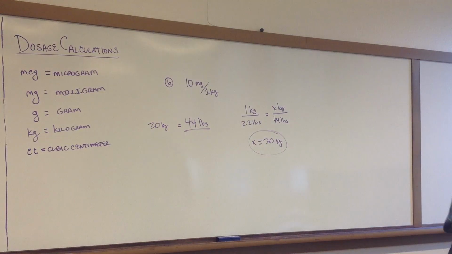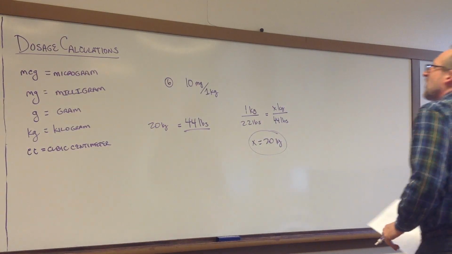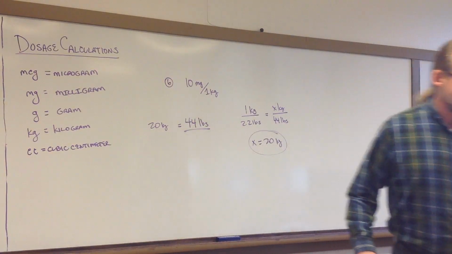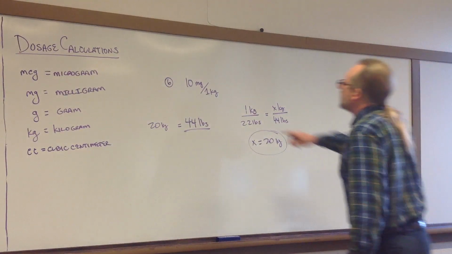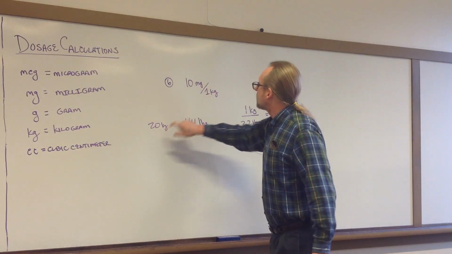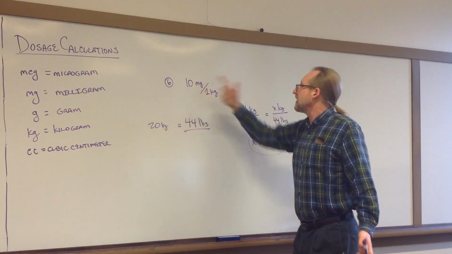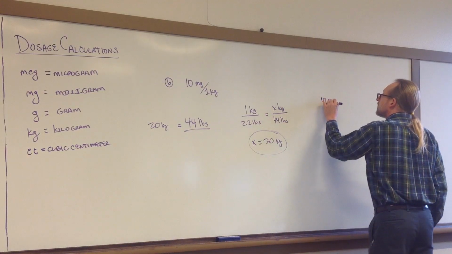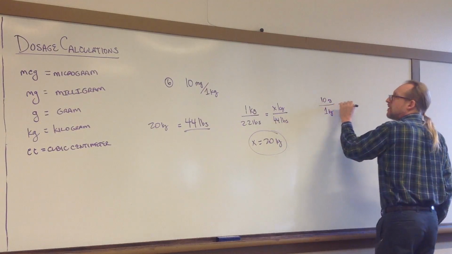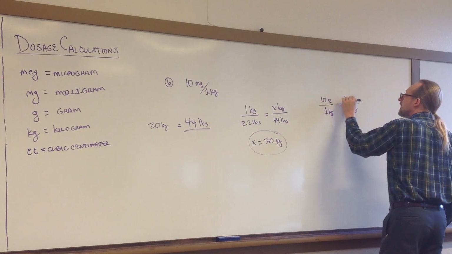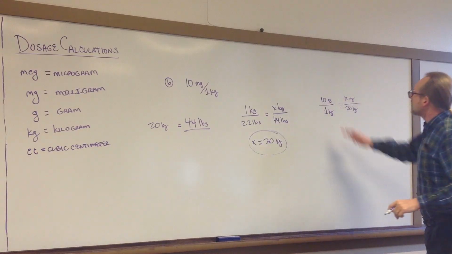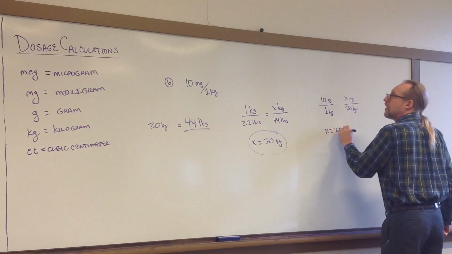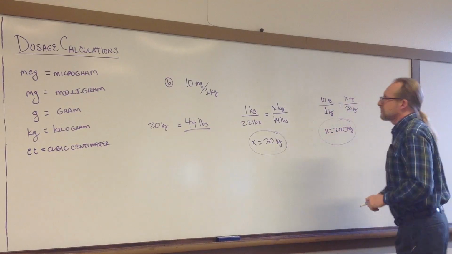All right, now let's go back to the problem. Let's figure out how much of this medicine we're going to need. If it's 10 milligrams per kilogram, and this person is 20 kilograms, we just need to multiply by 20. We can set up another proportion if we want to: 10 milligrams per kilogram, if somebody's 20 kilograms, how many milligrams will they need? So there's the 200 equals X. 200 milligrams, that's what we need.